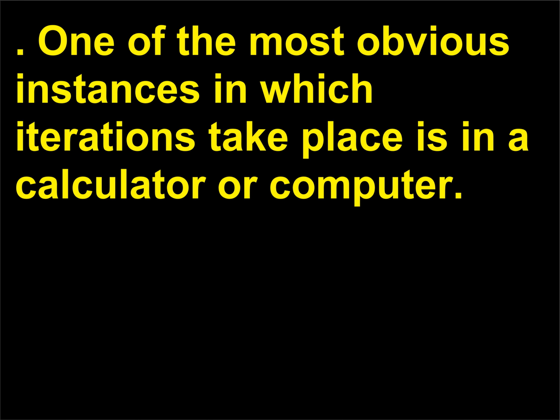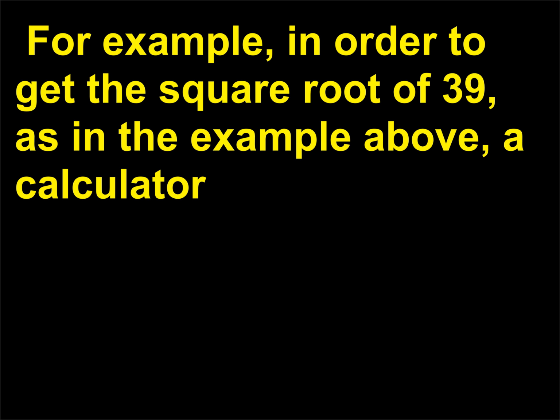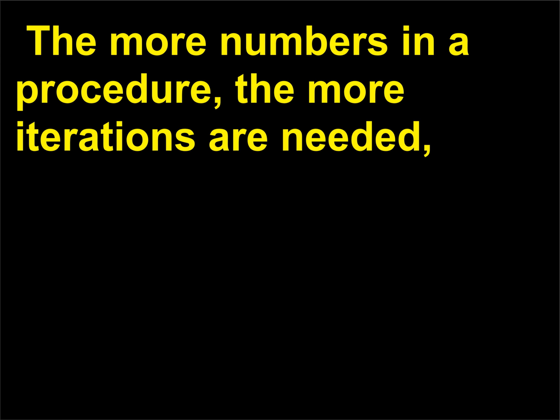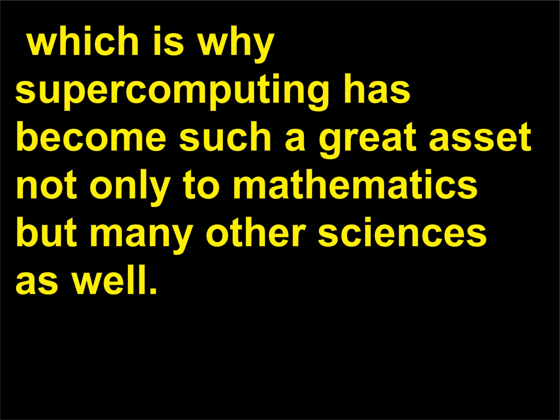One of the most obvious instances in which iterations take place is in a calculator or computer. For example, in order to get the square root of 39, as in the example above, a calculator or computer automatically uses iteration to calculate the answer to a certain decimal place. The more numbers in a procedure, the more iterations are needed, which is why supercomputing has become such a great asset not only to mathematics but many other sciences as well.